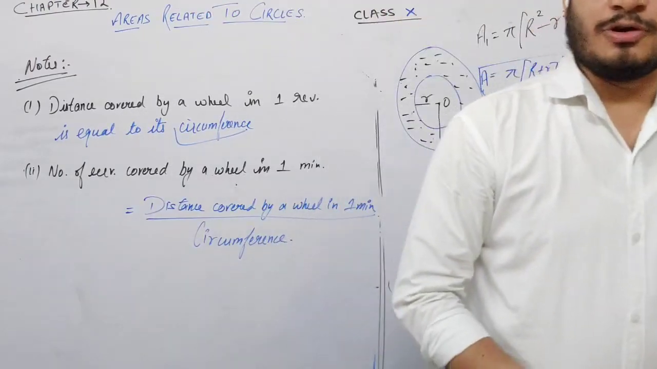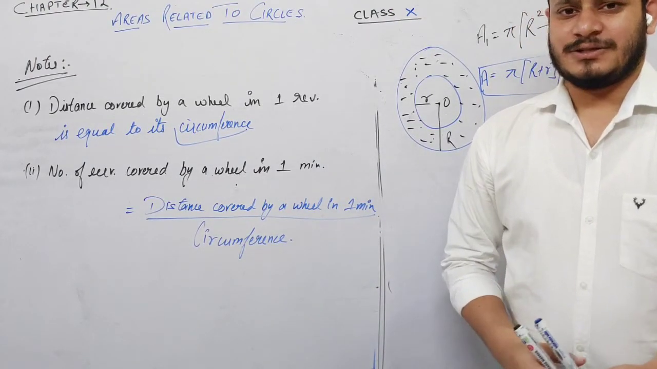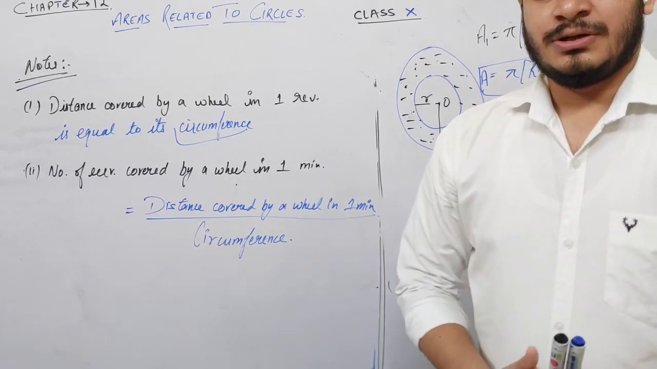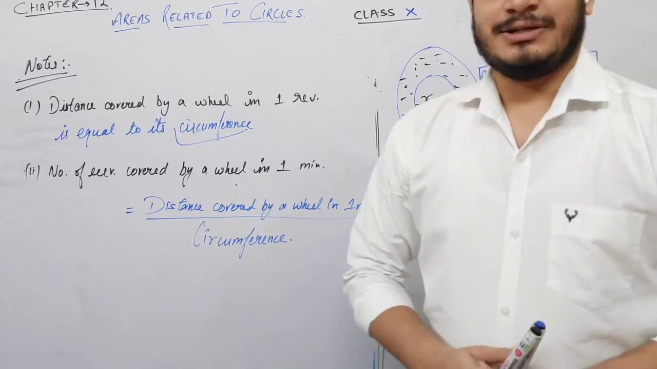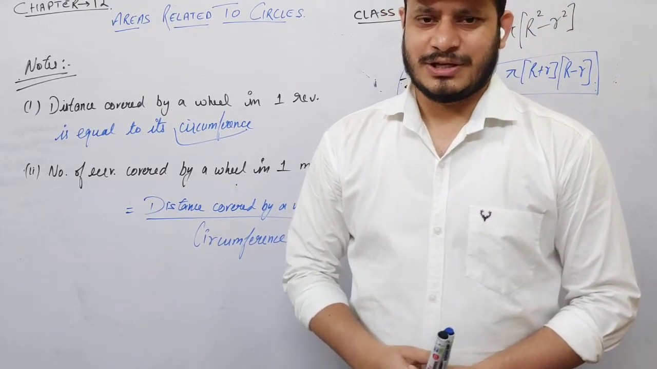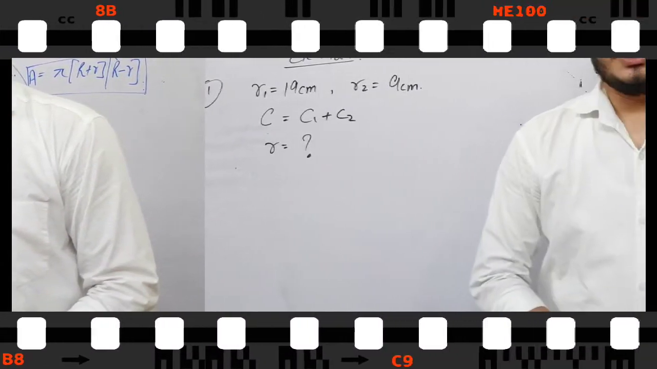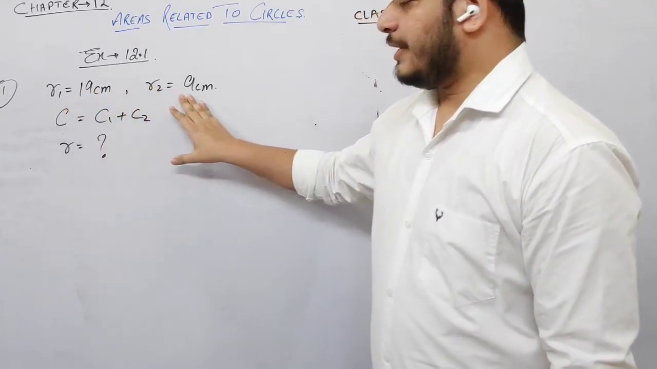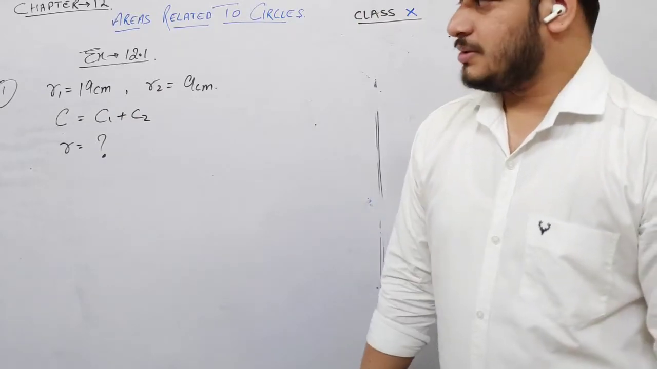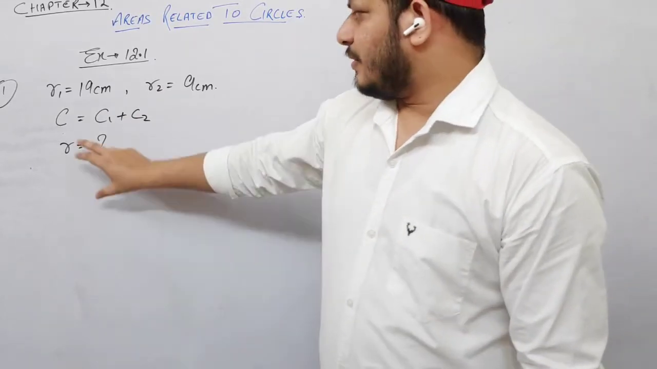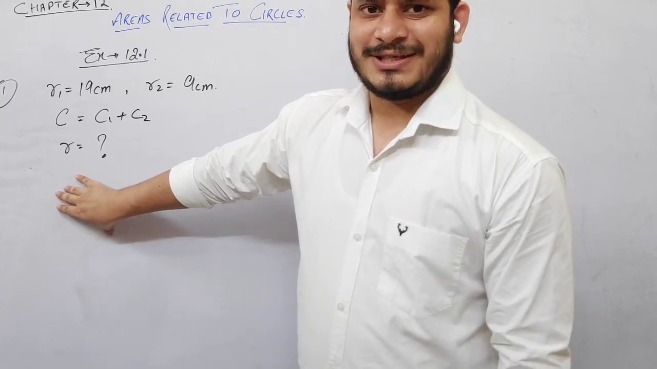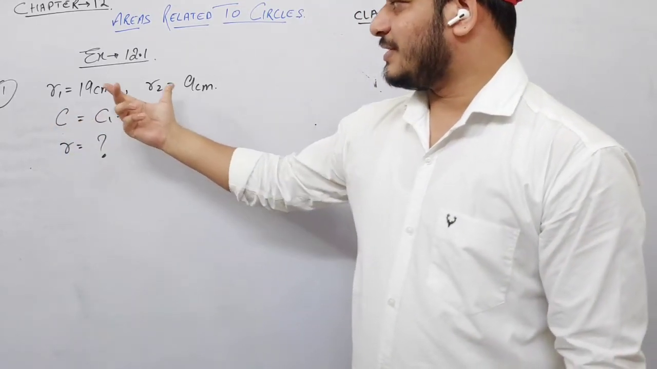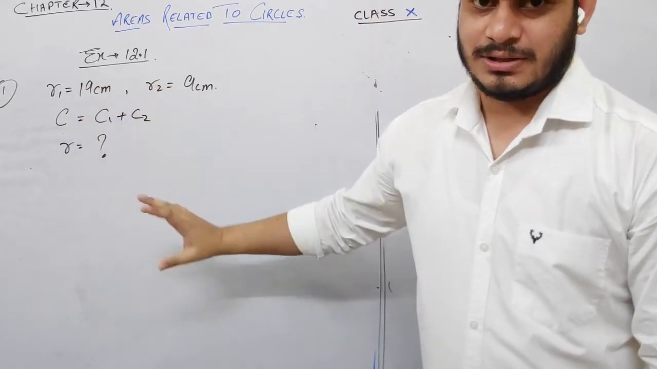Now the formulas for the first exercise are done and you can solve the first exercise of this chapter. So let's discuss the first question of exercise 12.1. In this question we have the radii of two different circles, and we have to find the radius of the circle whose circumference is equal to the sum of the circumferences of these two circles.